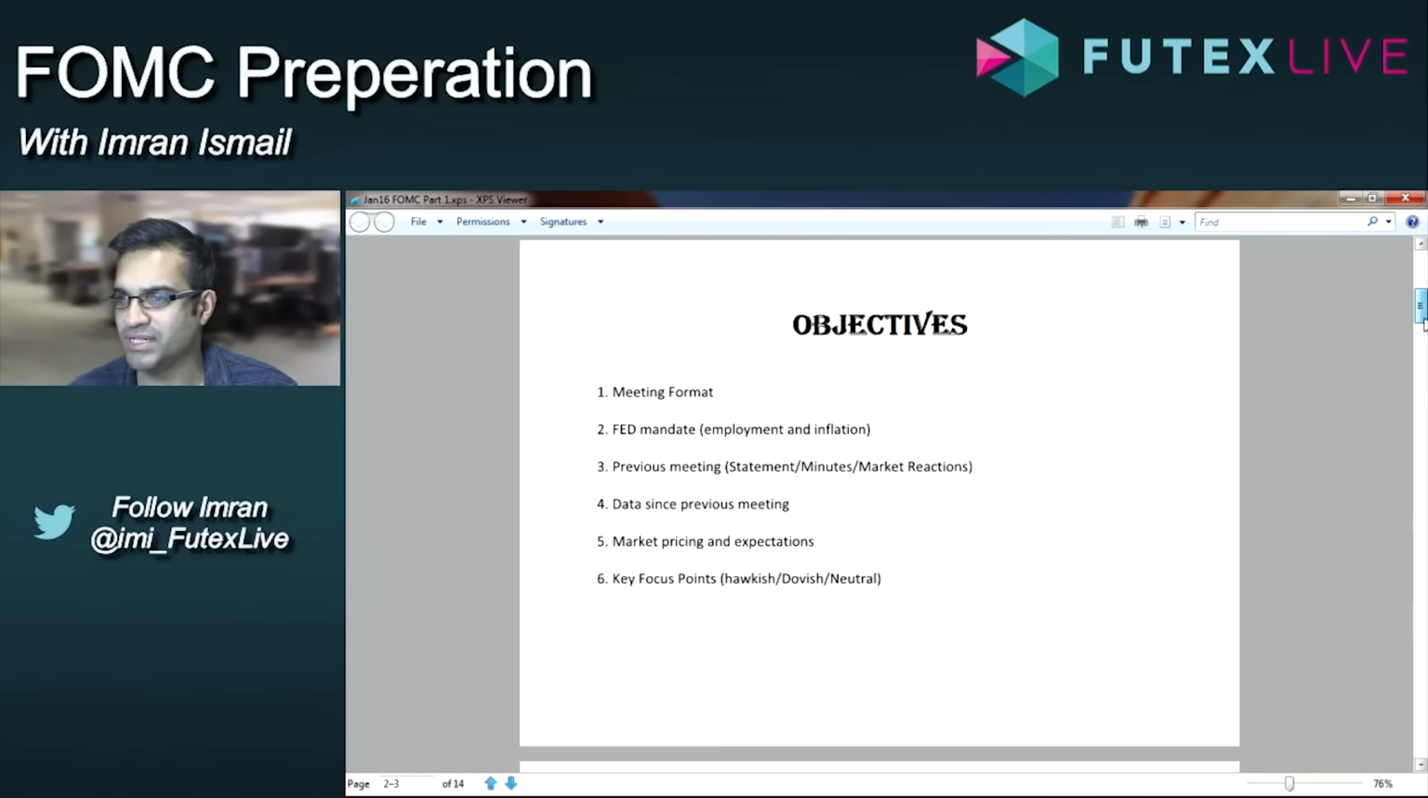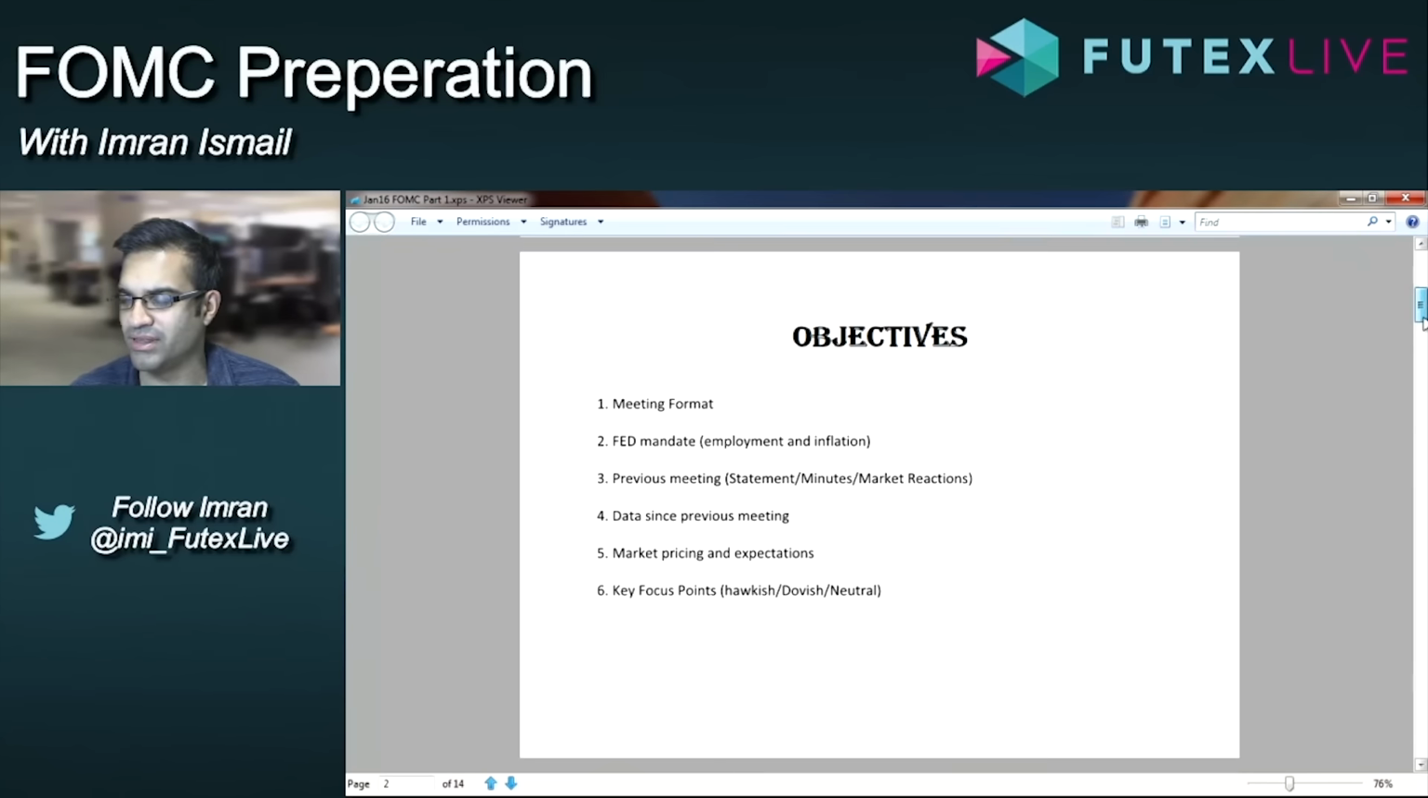Today our main objectives are obviously surrounding the FOMC meeting that's taking place, and firstly we'll go through the meeting format, secondly the Fed mandate, followed by what happened in the previous meeting. Then we'll take a brief look at the data since the previous meeting before we go into market pricing and expectations, and then looking at the key focus points, the hawkish, the dovish, the neutral, and what specifically to look out for when we're preparing and trading the FOMC.